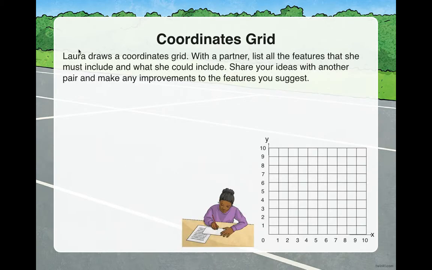Okay, Laura draws a coordinates grid with a partner. List all the features that she must include and what she could include. Share your ideas with another pair and any improvements to the features you suggest. So here she is with the coordinates grid.